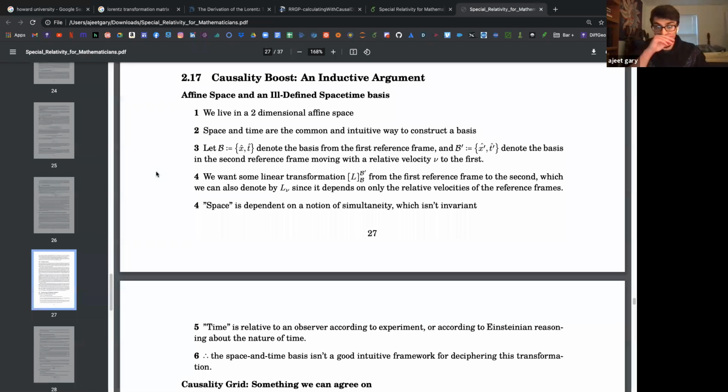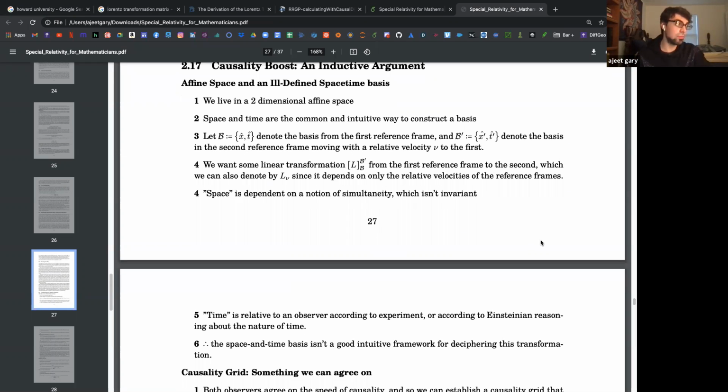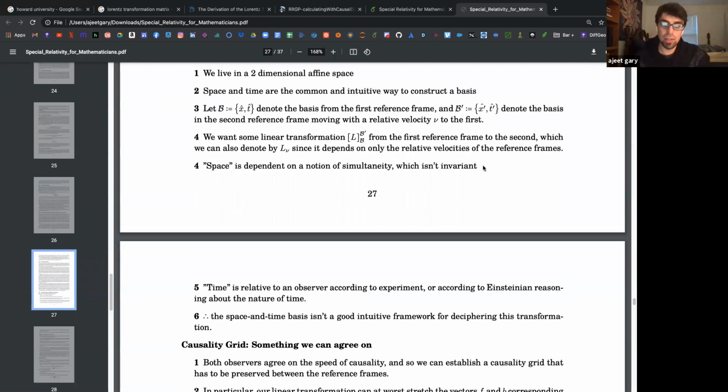Okay, so we have two different bases in the reference frames. Here's a space and time one. Here's another space and time one. And then here's a linear transformation that takes us from the first basis to the second basis. So B to B prime. We can also denote this by L sub nu, because this really just depends on the relative velocity of the two bases. So remember, there's no such thing as universal velocity, there's just relative velocity. Okay, so space, like we talked about last time, is dependent on a notion of simultaneity, which isn't invariant.